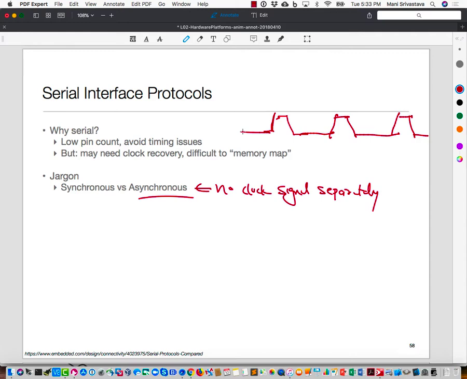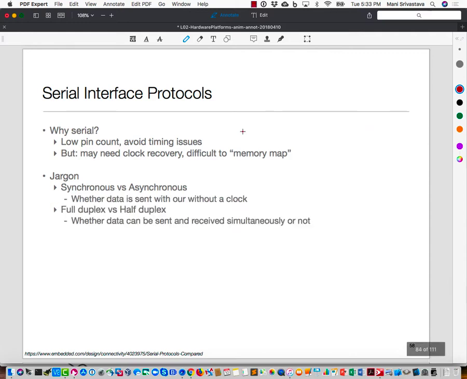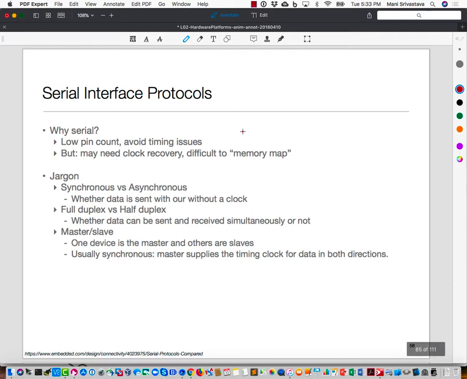Okay, so clock is one thing. Full duplex versus half duplex: whether I can simultaneously send and receive the data, or whether at any given point in time data has to go one way or the other. Again, these different ones differ. Master slave. Many of these things have an explicit notion of one device, typically your MCU, being the master, and all the peripherals being slaves. So communication is initiated and controlled by the master device.